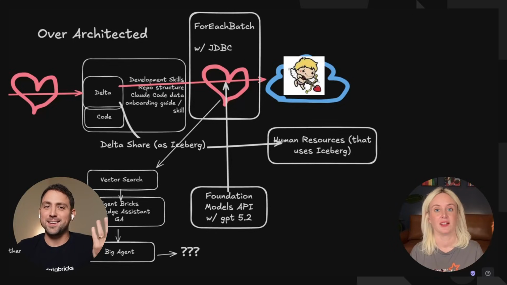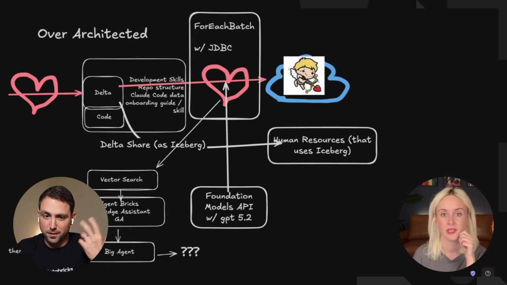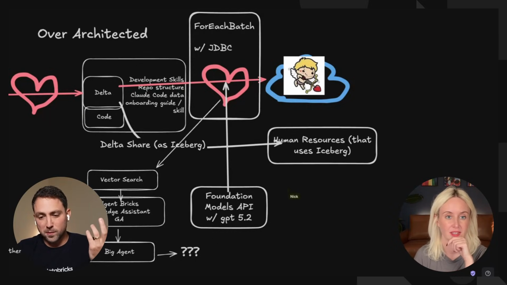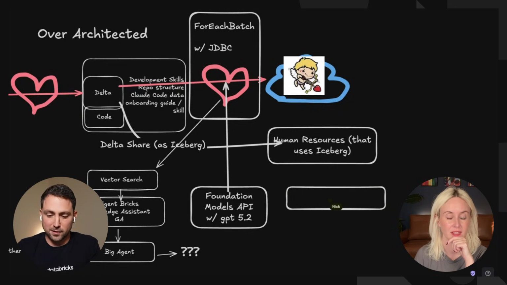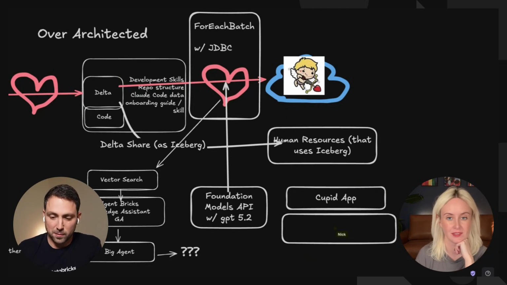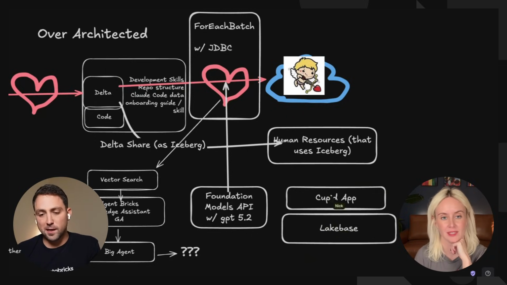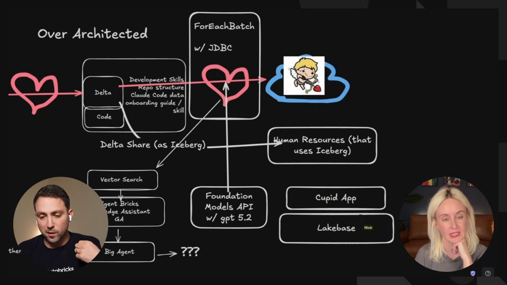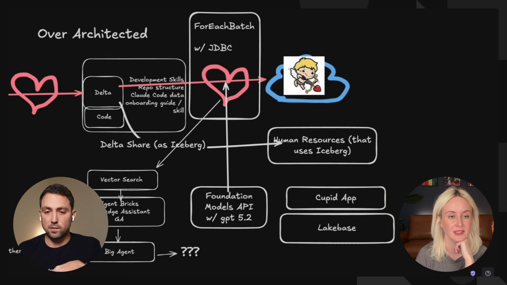But I'm going to need an app to really work on the matching here. Okay. So we're going to, as you might expect, add the Cupid app. And then underneath the Cupid app, Lakebase, right? So we're going to use Databricks apps to make the Cupid app. Underlying that Cupid app, we have Lakebase running with all of its wonderful features, as you've elaborated.